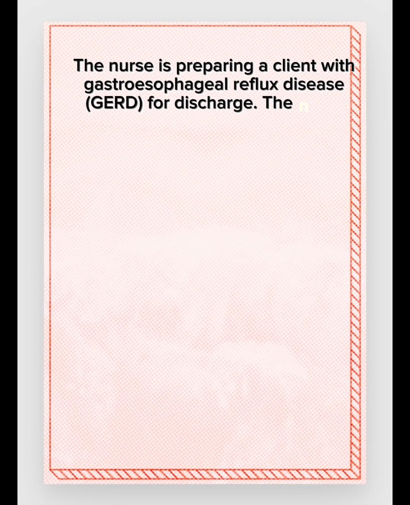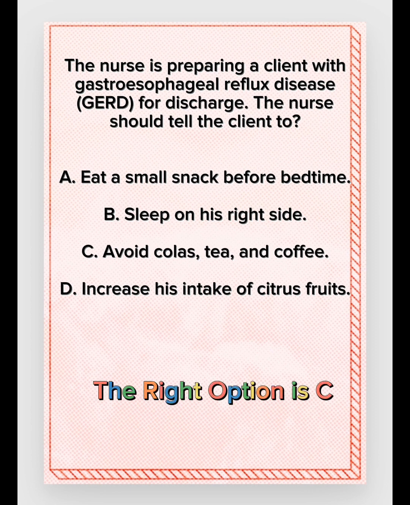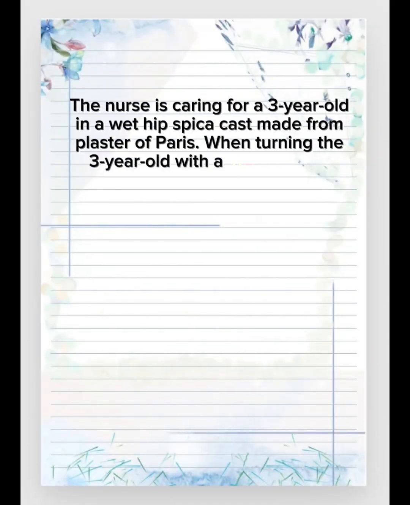The nurse is preparing a client with gastroesophageal reflux disease, GERD, for discharge. The nurse will tell the client to A. Eat a small snack before bedtime. B. Sleep on his right side. C. Avoid colas, tea, and coffee. D. Increase his intake of citrus fruits. The right option is C.